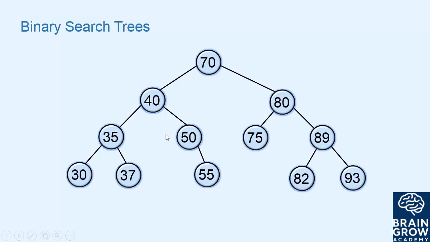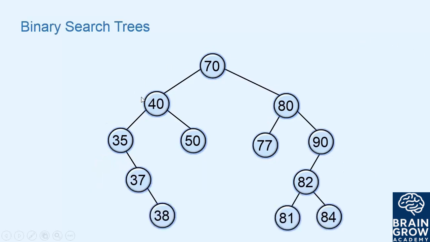So in a binary search tree, for any node, the key value in the left child is smaller than the key value in that node and key value in right child is greater than the key value in that node. For example, if we take this node, this left child is smaller than 40 and right child is greater than 40. For this node, this left child is smaller than 89, this right child is greater than 89. Now let's see some more examples of binary search trees.